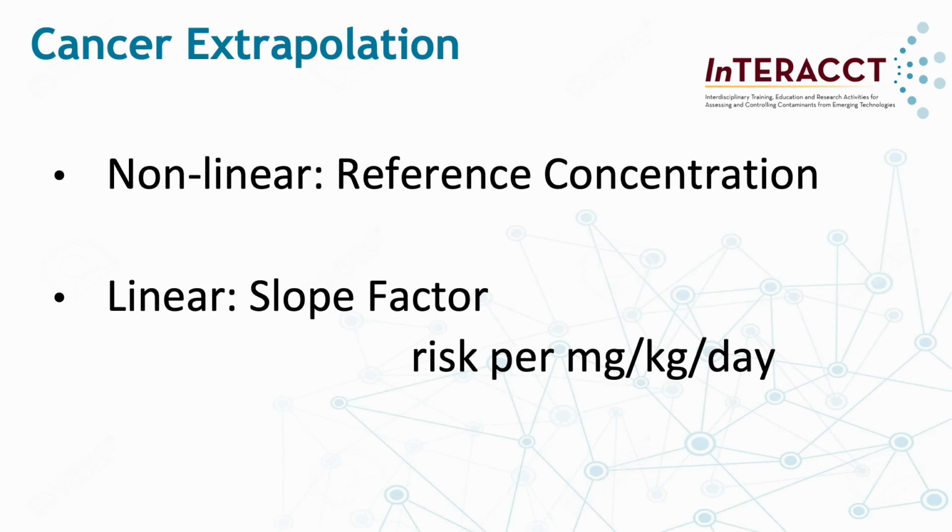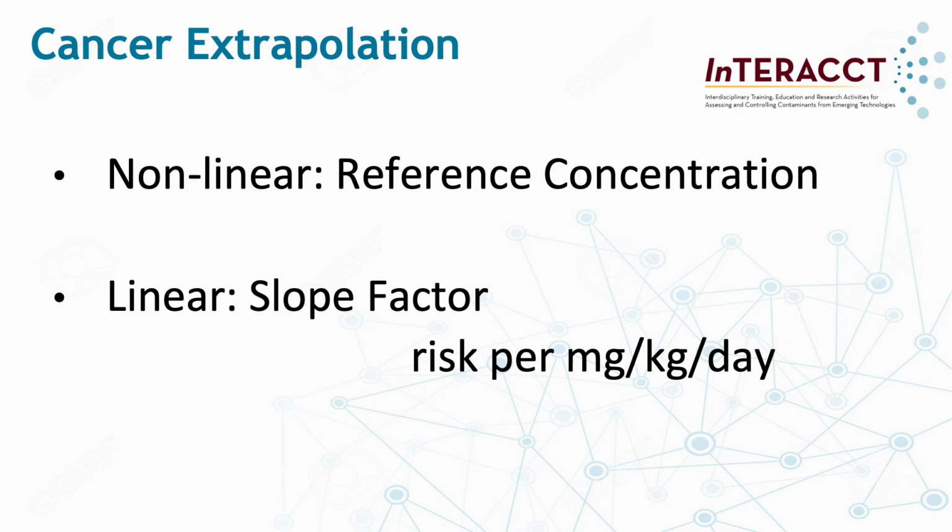The extrapolation of doses for cancer outcomes is more complicated and depends upon the shape of the dose-response curve. When the curve is nonlinear, the approach used is similar to that for non-cancer outcomes. The U.S. Environmental Protection Agency, for example, will apply uncertainty factors to extrapolate to a reference concentration for a carcinogen that has a nonlinear response.